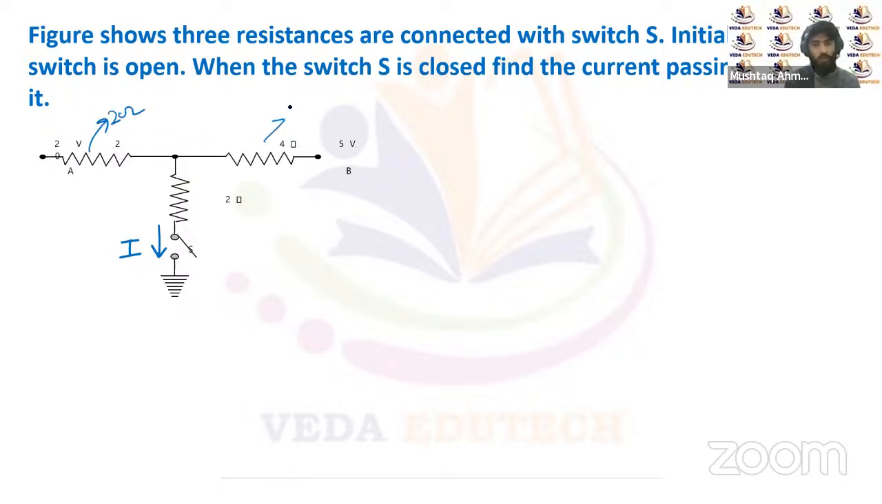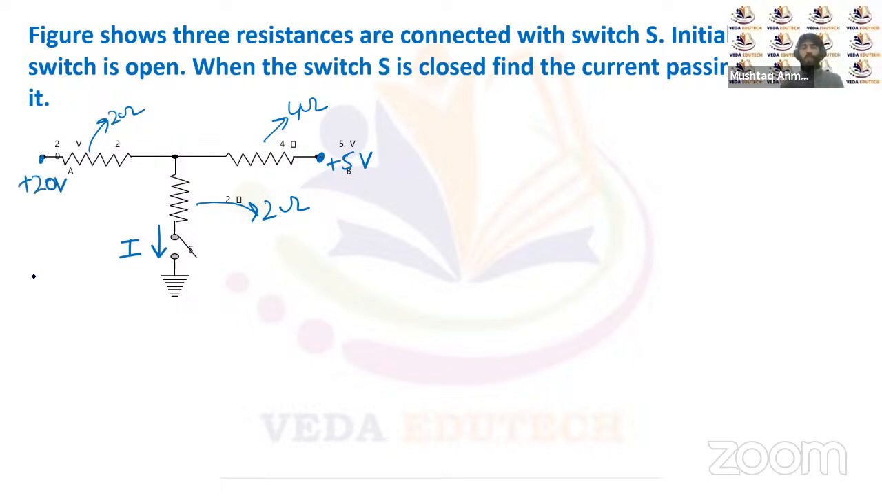This is a 4 ohm resistor here, and this is once again a 2 ohm resistor. The potential at this point P has been given as plus 5 volts, and the potential at A is given as plus 20 volts.